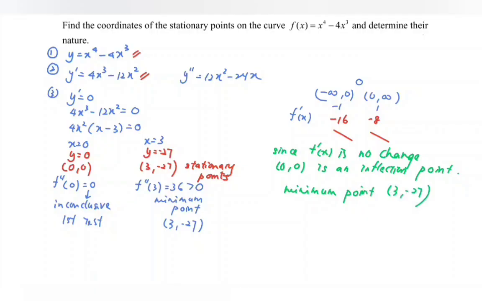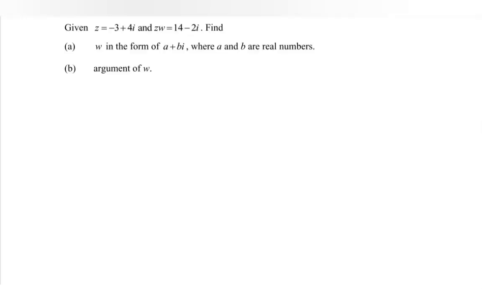negative 27. Hello everyone, in this video I'm going to discuss the example for complex numbers. Given that z is equal to negative 3 plus 4i and zw is equal to 14 minus 2i. Find w in the form of a plus bi where a and b are real numbers, and after that find the argument. So kindly substitute the situation. Here we have zw equal to 14 minus 2i.